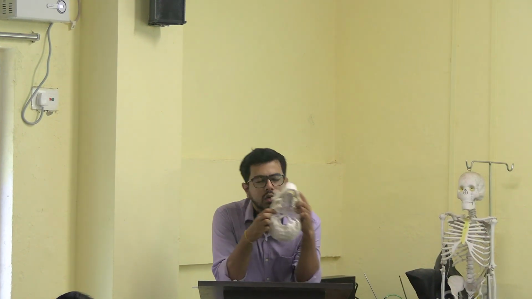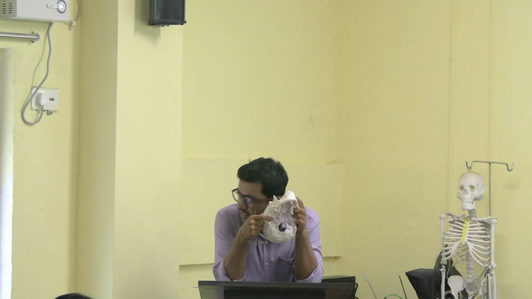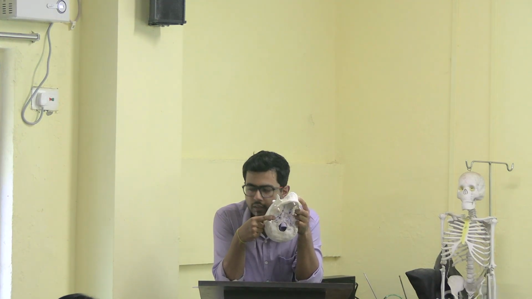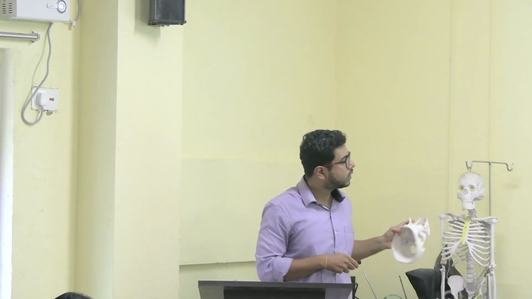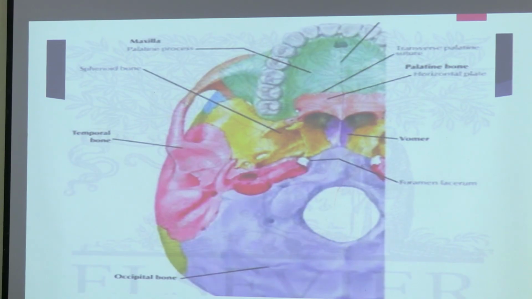Where the posterolateral and posteromedial margin join, there is a spine that is called the spine of sphenoid. It is a spine-like projection. Okay, I will show you from the front. Don't worry, but I will show you this image. Here, this yellow part is the spine of sphenoid.